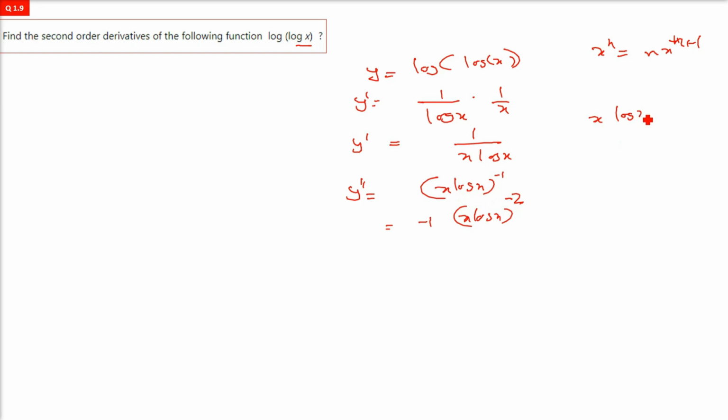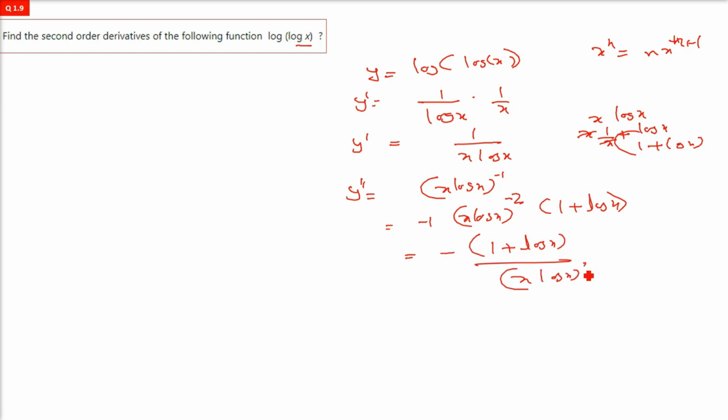So x log x differentiation: x times 1 by x plus log x, differentiation of x will be 1. So you have 1 plus log x. So just write 1 plus log x here. You have a negative x log x to the power minus 2, which can be taken into the denominator. So you have minus 1 plus log x, and you have x log x in the denominator squared. So this is the answer.